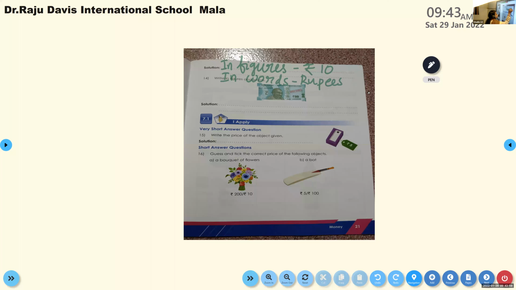Yes, it is rupees 50. So you can write by yourself, in words and figures. Please mute your device. In figures, F-I-G-U-R-E-S. It is rupees 50. Now in words, R-U-P-E-E-S. Rupees 50, F-I-F-T-Y.